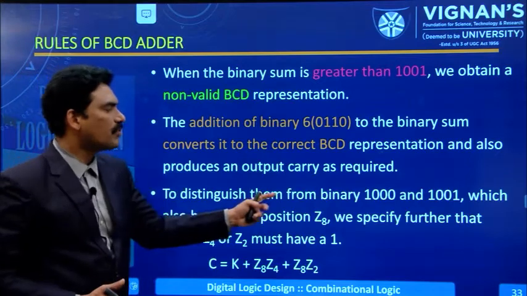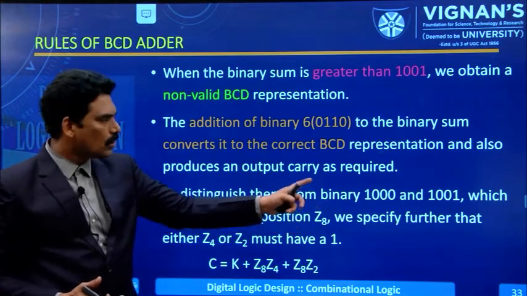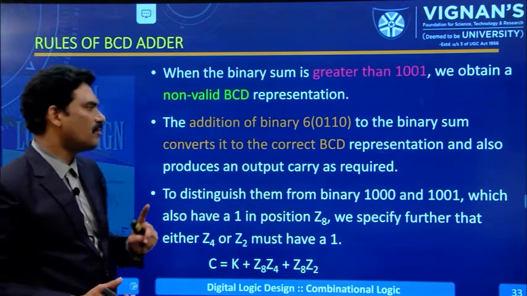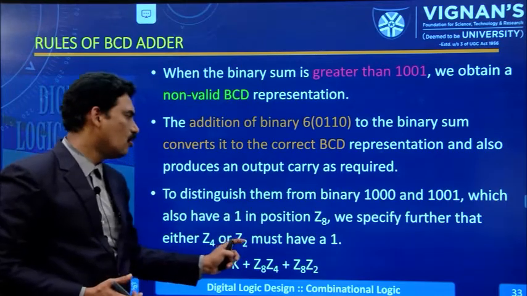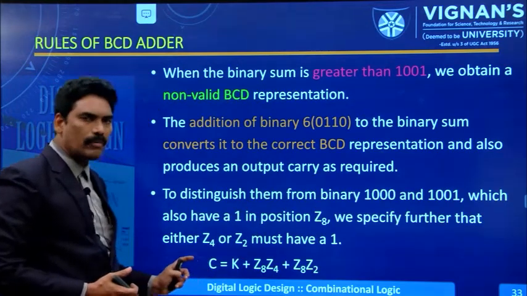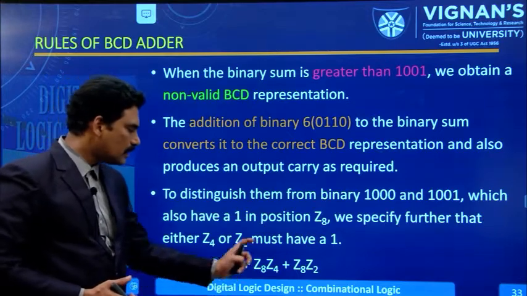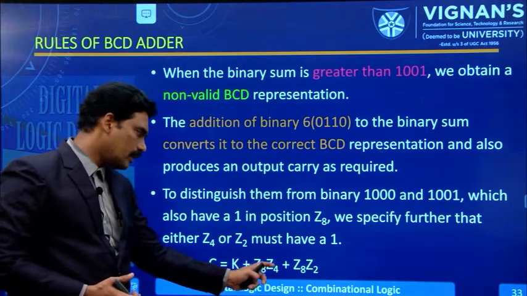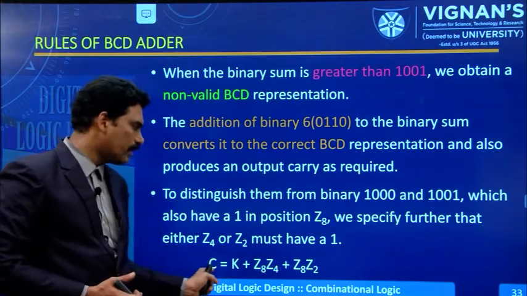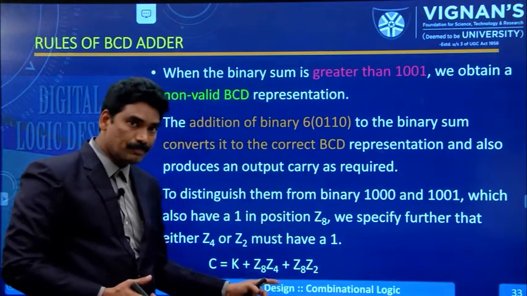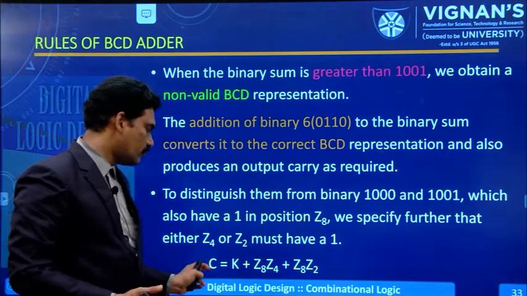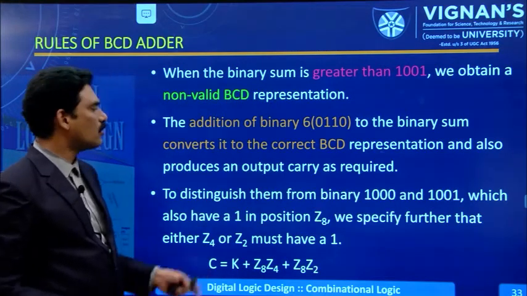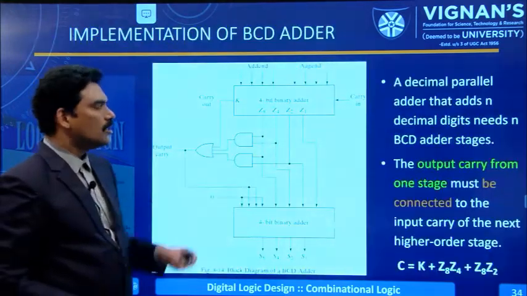To distinguish them from binary 1000 and 1001, which also have a 1 in position Z8, we specify further that either Z4 or Z2 must have a 1. That formula is C is equal to K plus Z8 Z4 plus Z8 Z2. If Z8 and Z4 are 1, the whole expression becomes 1. If Z8 and Z2 are both 1, then we also get 1. And if K is equal to 1, we automatically get the value 1. That is why we are using this formula.